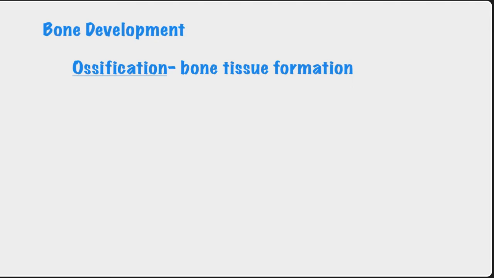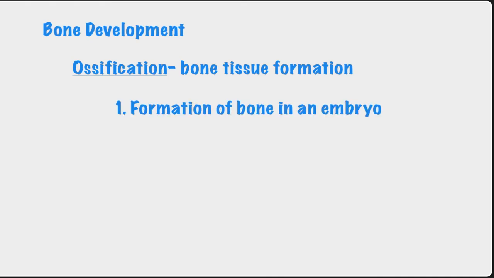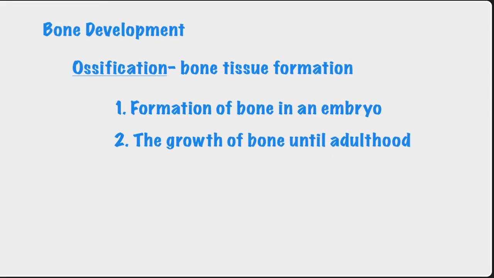Bone development, as I had mentioned in my other video, is the development of bone, just like it sounds. But it is termed ossification. So ossification is bone tissue formation, and it occurs in 4 different situations. 1, in the formation of bone that happens in an embryo. 2, the growth of bones until adulthood. 3, the remodeling of bone. And 4, the repair of fractures.